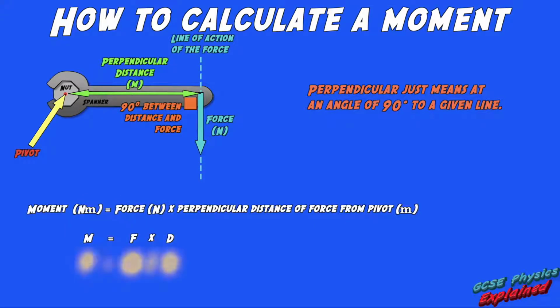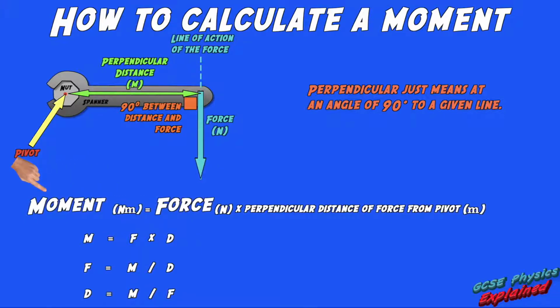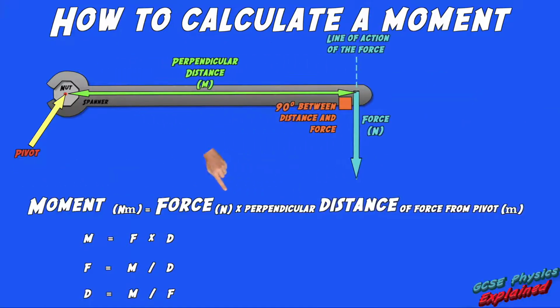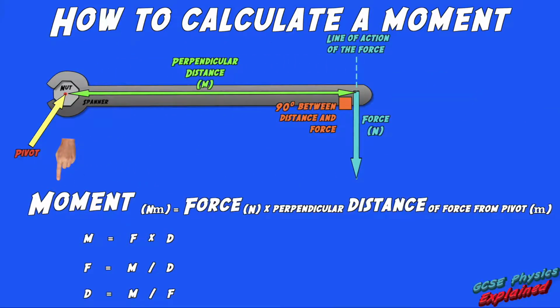Rearranged, the formula looks like this. Force equals moment divided by perpendicular distance, or perpendicular distance equals moment divided by force. The moment gets bigger if the force gets bigger. The moment also gets bigger if the perpendicular distance of the force from the pivot gets bigger.